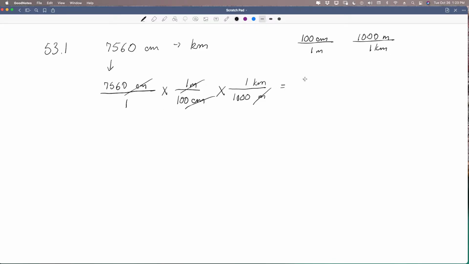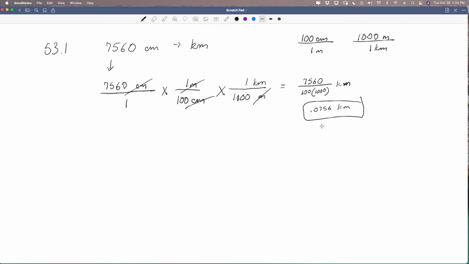Now we just rewrite it. 7,560 over 100 times 1,000, and that's in kilometers. And if I wanted to go ahead and divide all of this, all I would have to do is move my decimal point from here, 1, 2, 3, 4, 5. So I'd have a 0 here. So my answer would be 0.0756 kilometers. And that's the beauty of the metric system. When we need to change units, we really only have to move the decimal. We don't have to actually do any multiplication or division. So that would be the answer here for a metric conversion of 7,560 centimeters to kilometers gives us 0.0756 of a kilometer.